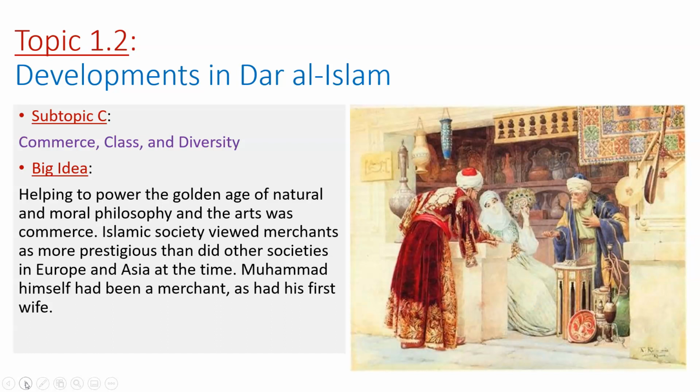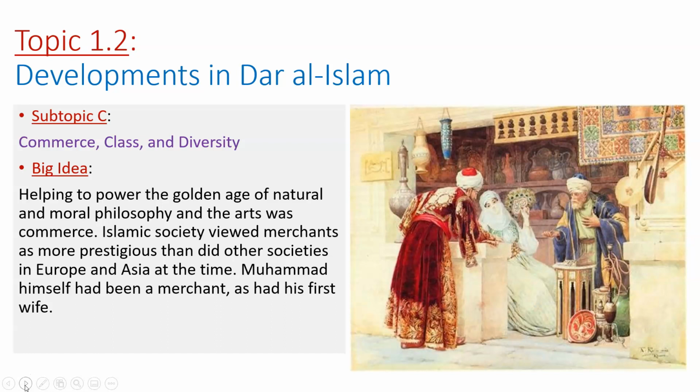Commerce, class, and diversity. What's the big idea? Helping to power the golden age of natural and moral philosophy and the arts was commerce. Islamic society viewed merchants as more prestigious than did other societies in Europe and Asia at the time. Muhammad himself had been a merchant, as had his first wife. So if you remember in topic 1.1, we said the Chinese kind of had merchants on a lower rung, not much respect. They didn't really create anything.